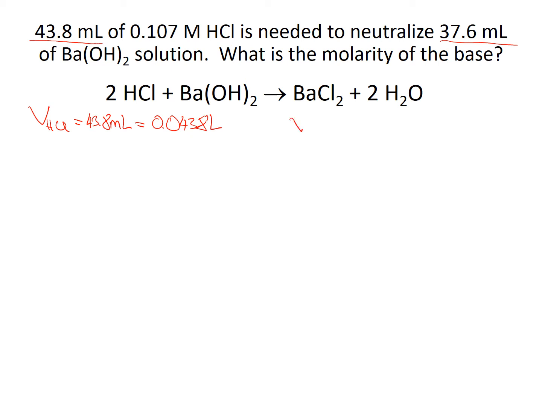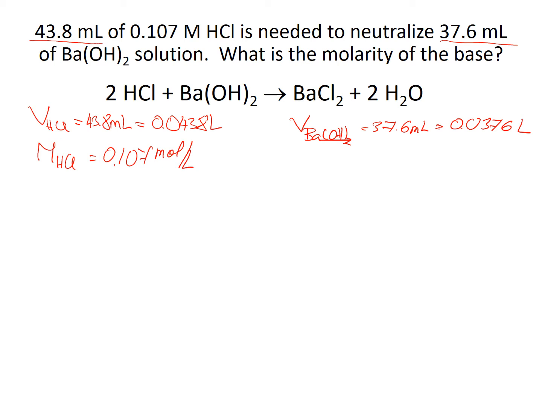We also know the volume of the barium hydroxide solution, which is 37.6 milliliters, which converted to liters is 0.0376 liters. The concentration of the hydrochloric acid solution as provided is 0.107 moles per liter. And the question is, what is the concentration of the base? So concentration of barium hydroxide is unknown.